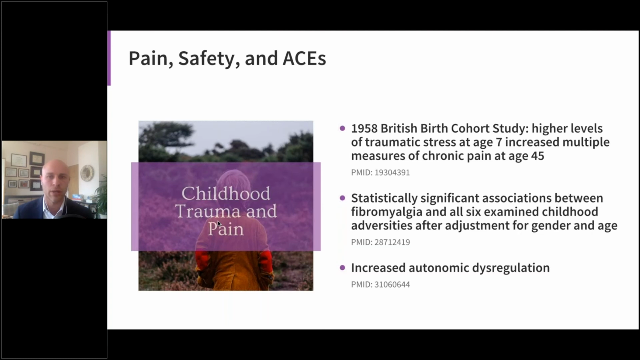there was a pretty large study that looked at a British cohort that found that people with higher levels of traumatic stress based on recall at age 7 actually had higher levels of chronic pain at 45. And all of the 6 determinants that they predicted would be contributing from a fibromyalgia model were actually contributing irrespective of gender and age. So what they found was all 6 contributing scores on the ACEs scale actually contributed to a higher likelihood of fibromyalgia. We think in part that's because of impaired autonomic dysregulation.